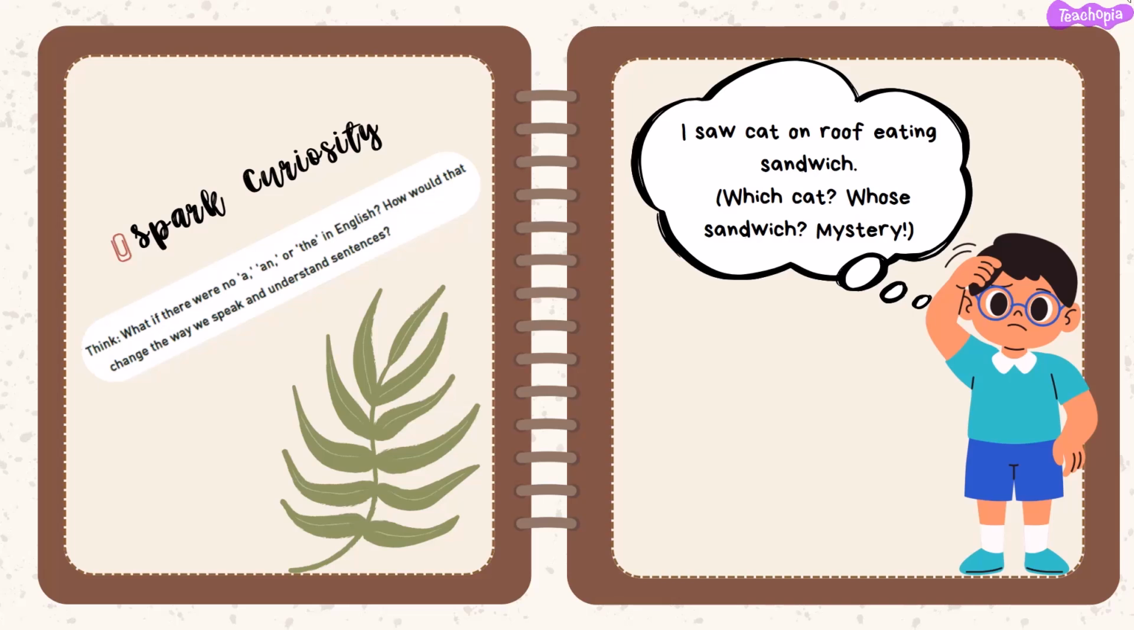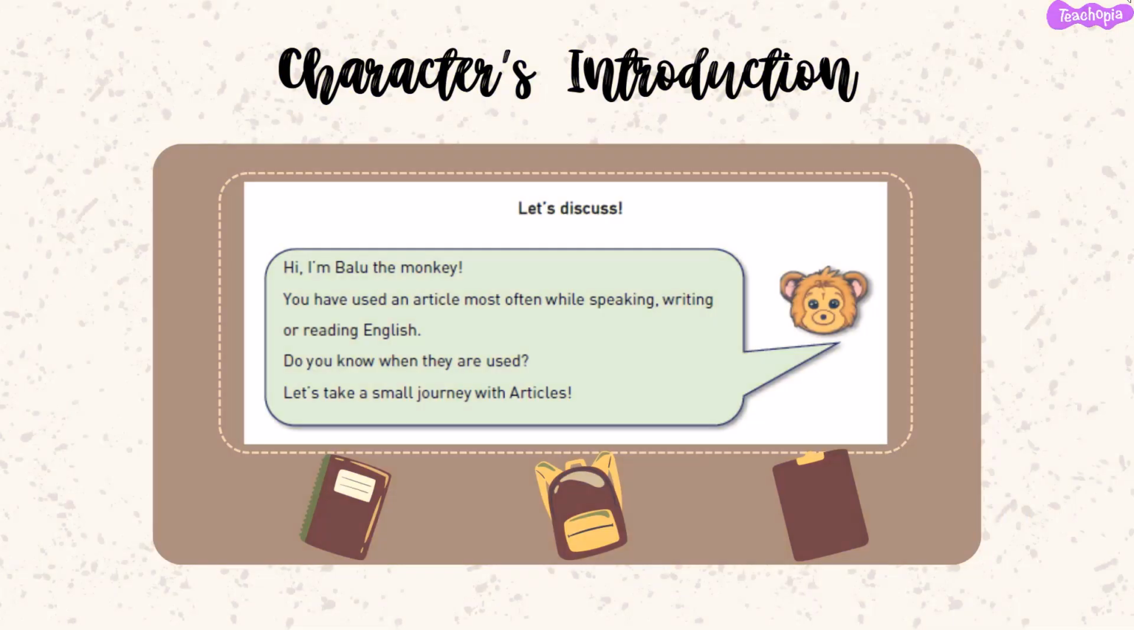no articles. For example, the little boy here says, I saw cat on roof eating sandwich. But which cat? Whose sandwich? Everything seems to be a mystery without articles in it. This is what we want the learners to realize at the end of this question, and this is the learning that they will understand at the end of this module.